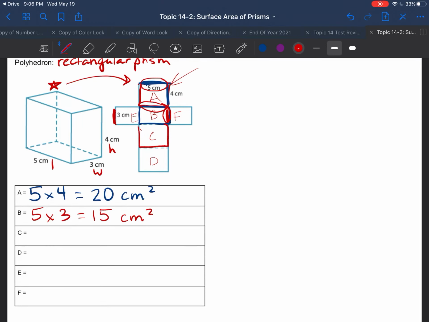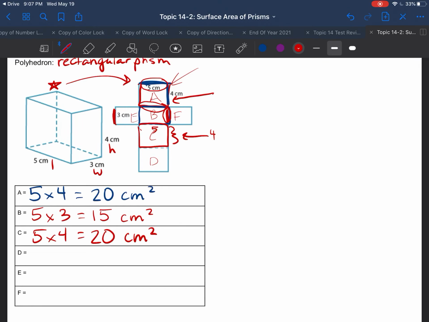And then we have C, okay? C is also 5. And then what would this be of C? Well, think about it. This and this part are like the sides of the box. They're going to flip up when you're folding this net. So this is also 4. So C would be 5 times 4 to get 20 centimeters squared again.